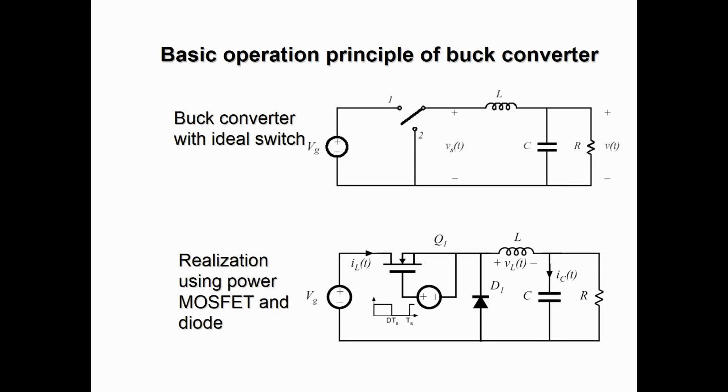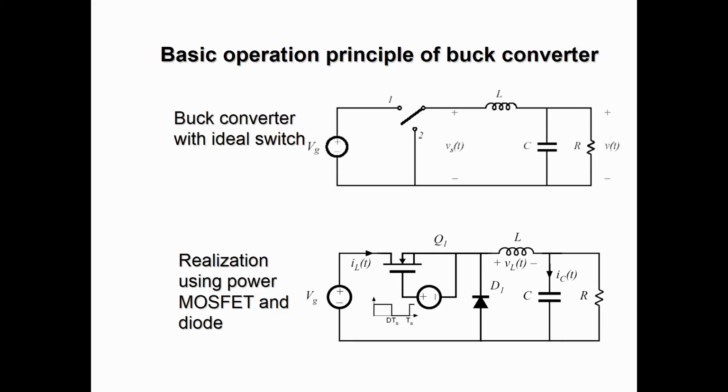So the MOSFET will be controlled from the gate, where a PWM module will be used, from where the MOSFET gate can be controlled. When the MOSFET turns on, the diode will be reverse biased. It means switch 1 is connected.